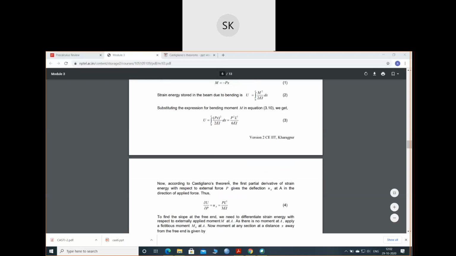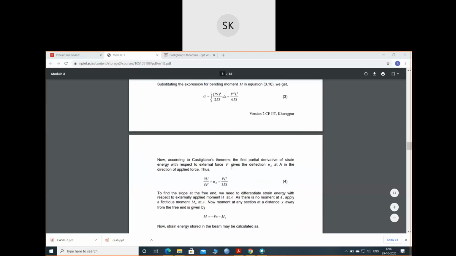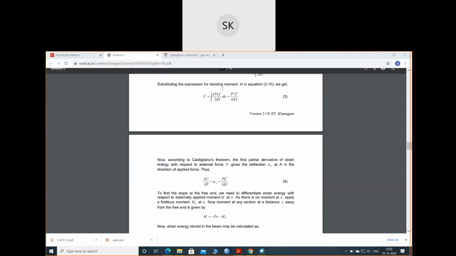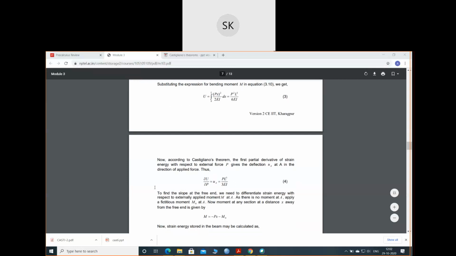Now, according to Castigliano's theorem, the first partial derivative of strain energy with respect to external force P gives the deflection at A in the direction of the applied force. Okay, as per this theorem, dU by dP will give us the deflection. So if you differentiate this one, you will get PL cubed by 3EI. Okay, so this is my deflection. When you differentiate with respect to P once, you will get the deflection, and this is my deflection.